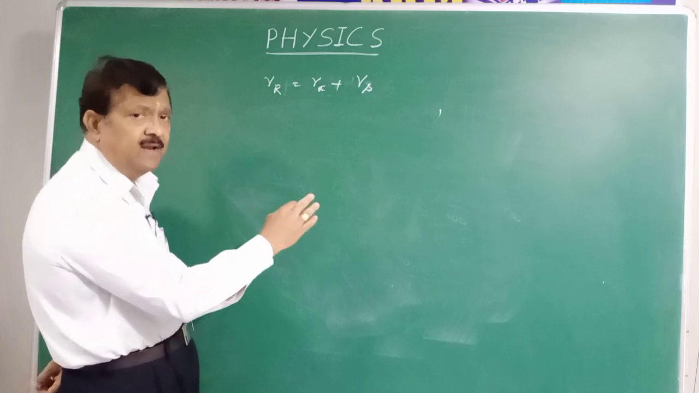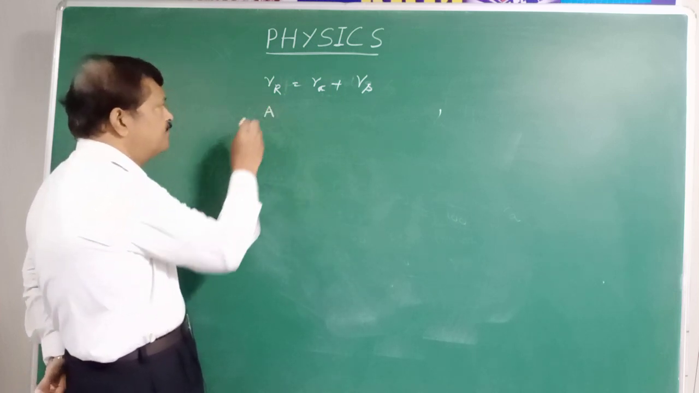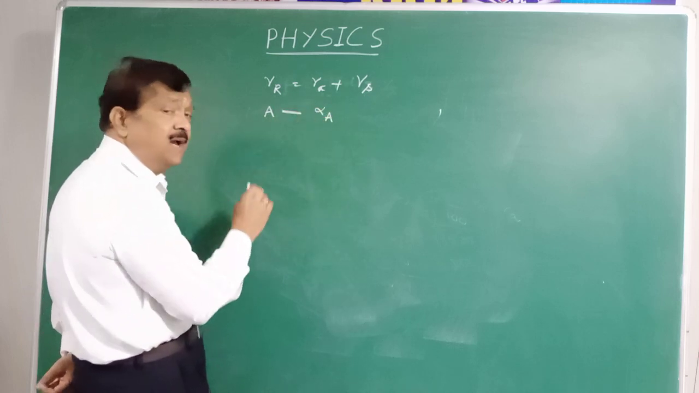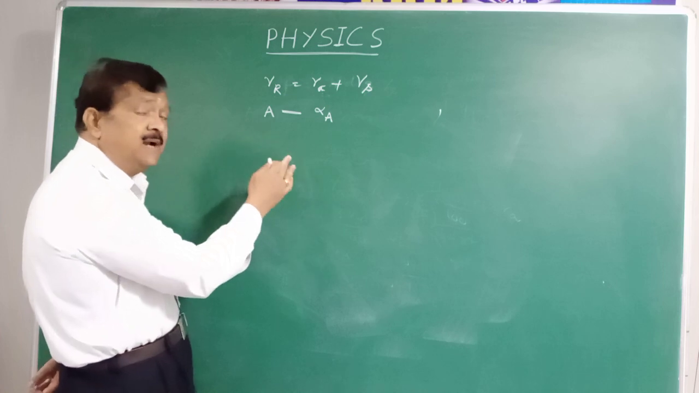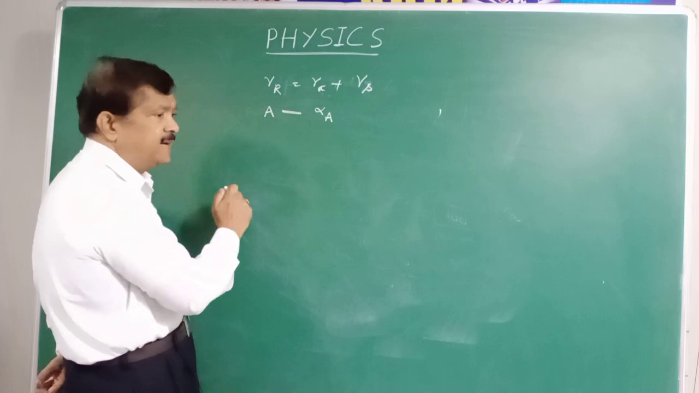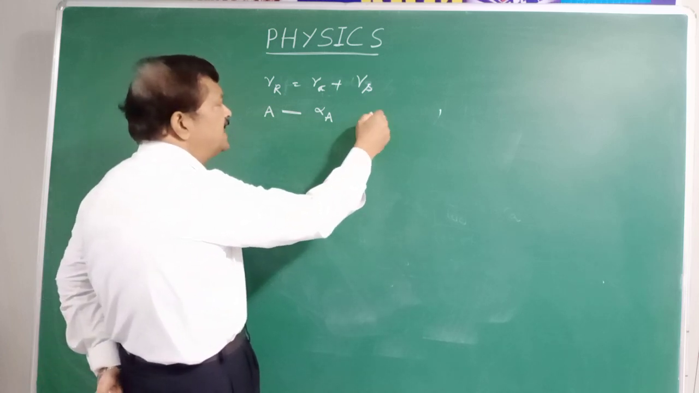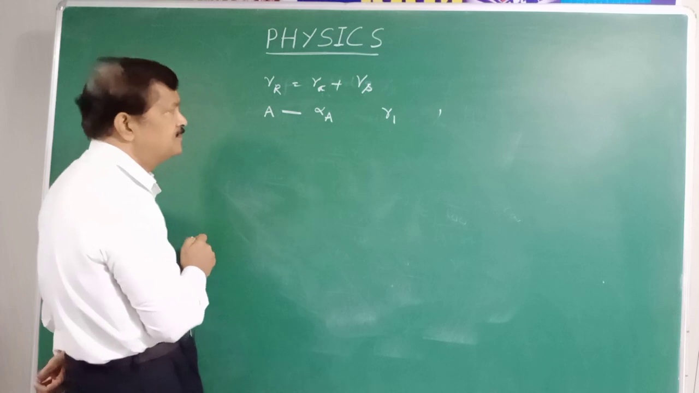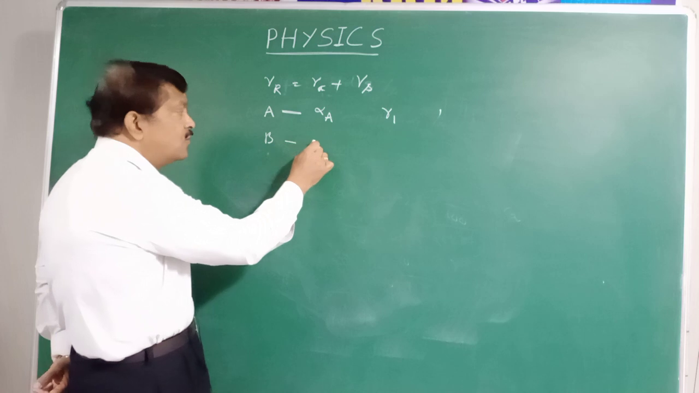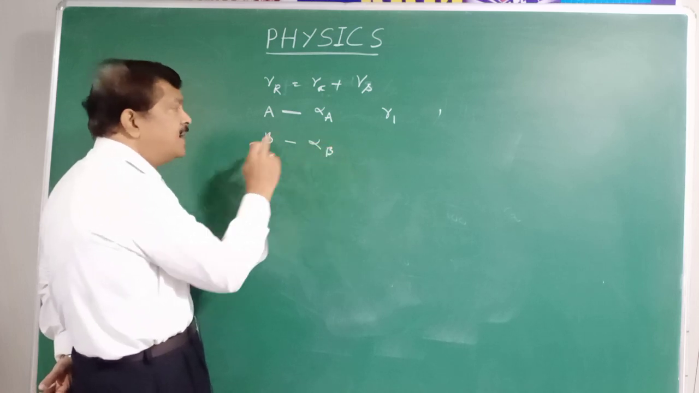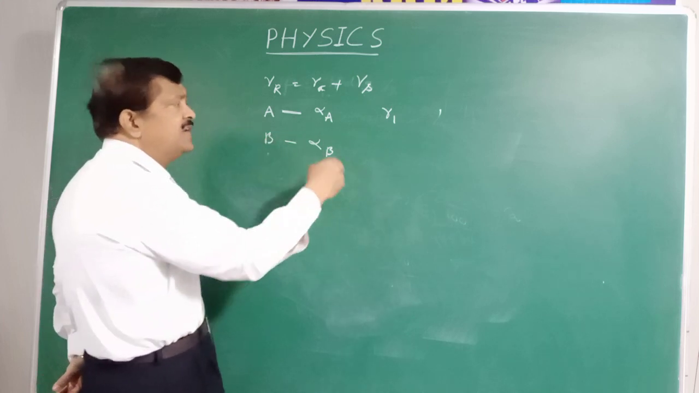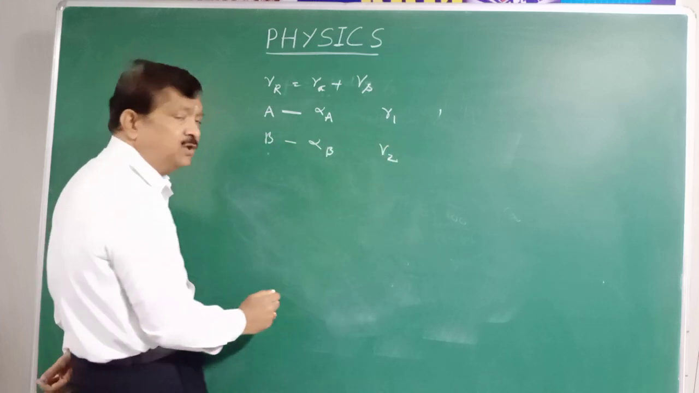Suppose I have taken a liquid in a particular container A. For this container, the coefficient of linear expansion is alpha A. I have measured the coefficient of apparent expansion for the given liquid in this container, let us say it is gamma 1. I have taken the same liquid in another container B, where the coefficient of linear expansion is alpha B. When measured in this container, the coefficient of apparent expansion, let us say, is gamma 2.